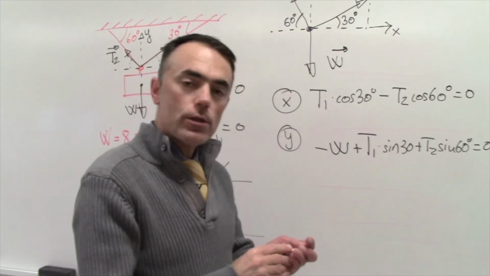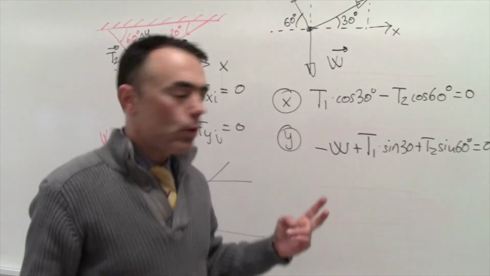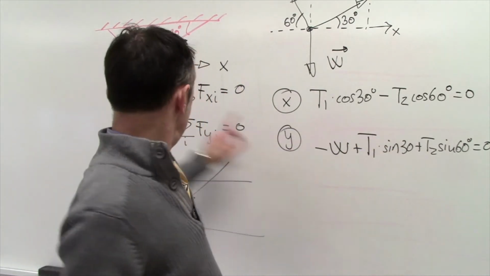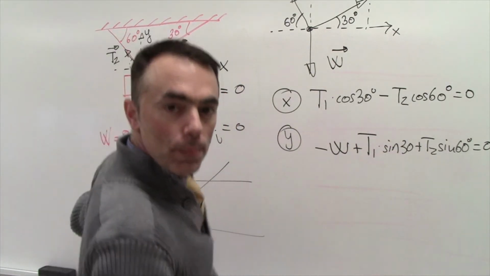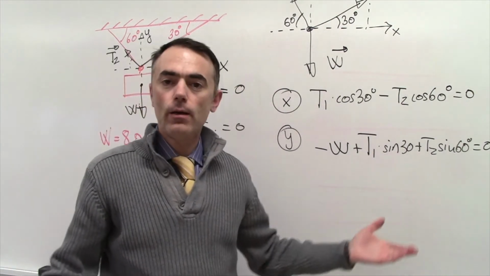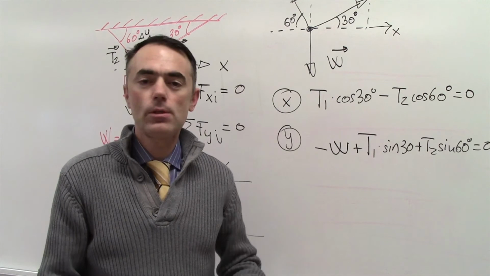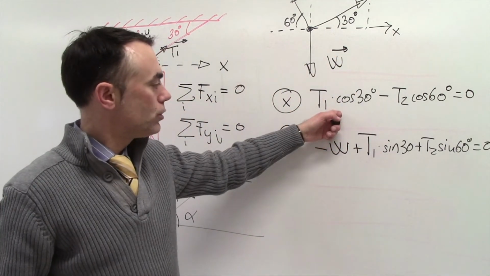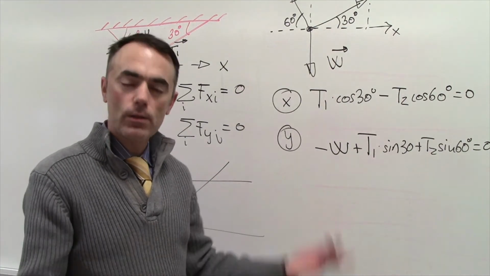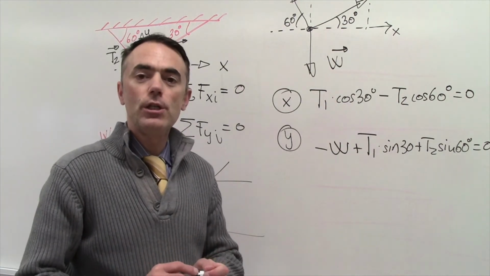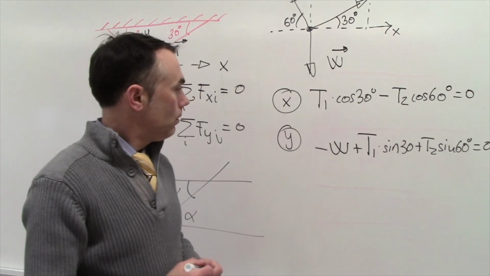Now we have two equations with two unknowns. Our only unknowns are T1 and T2, but we know W, which is 8 newtons here, and we know the sine of 30 and 60, so it's a system of two equations with two unknowns. So we can just solve for T1 here and substitute into the other one, and then solve for T2, and once we have T2, we'll go back and get T1. Let me do it.